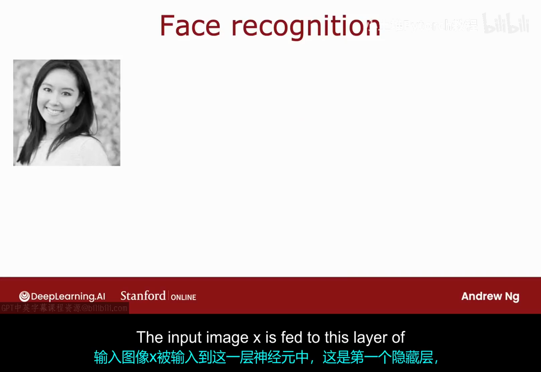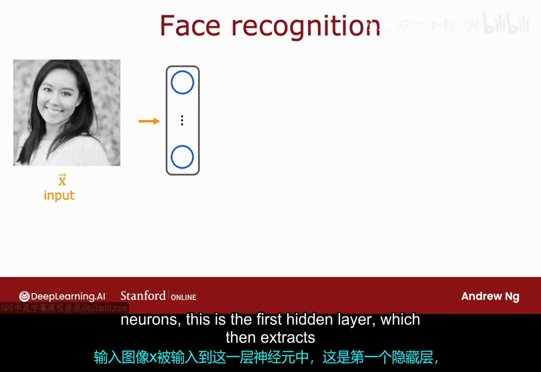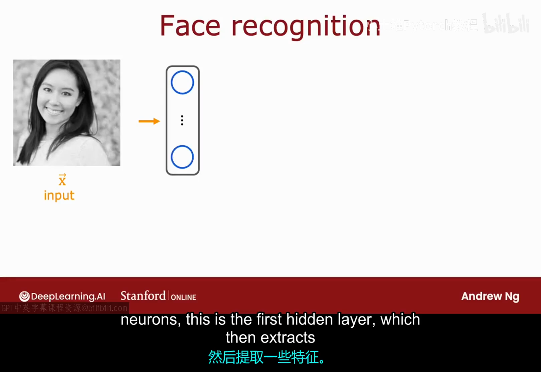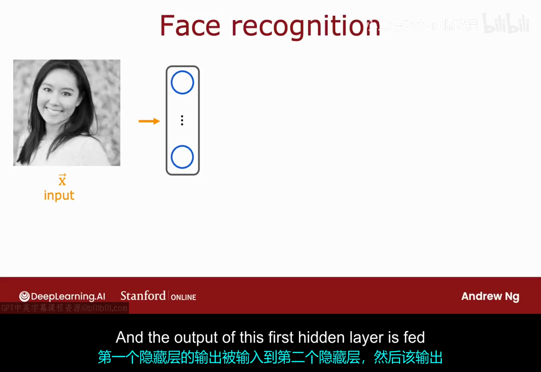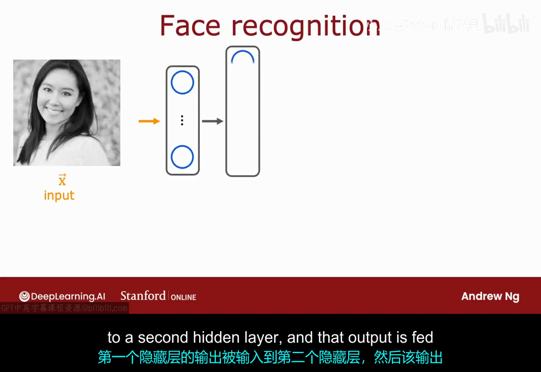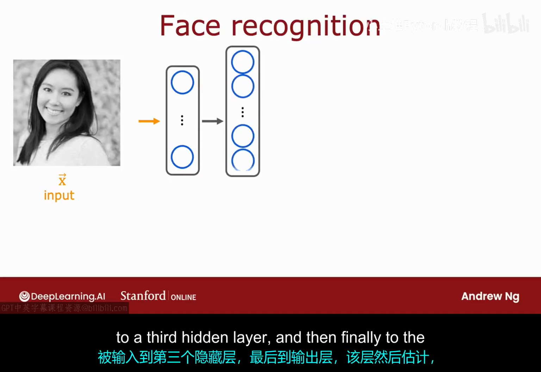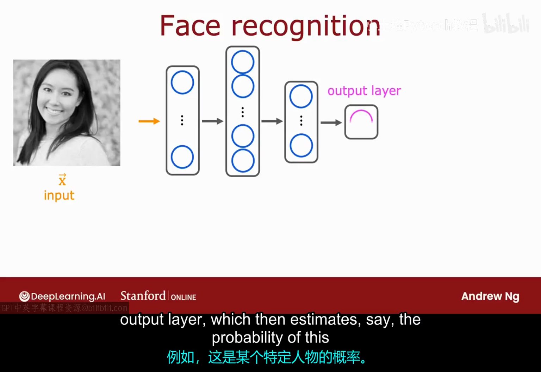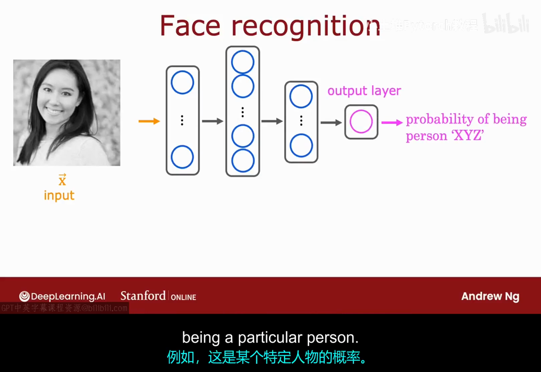The input image X is fed to this layer of neurons. This is the first hidden layer, which then extracts some features. And the output of this first hidden layer is fed to a second hidden layer. And that output is fed to a third hidden layer. And then finally to the output layer, which then estimates, say, the probability of this being a particular person.